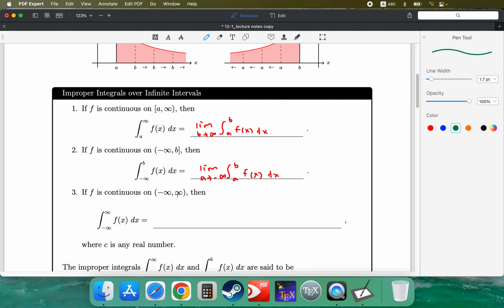And why do we want to find a number in between? This is because we need a number. See here, when b goes to infinity, a is fixed. When a goes to negative infinity, b is fixed. So we want to find a fixed number.